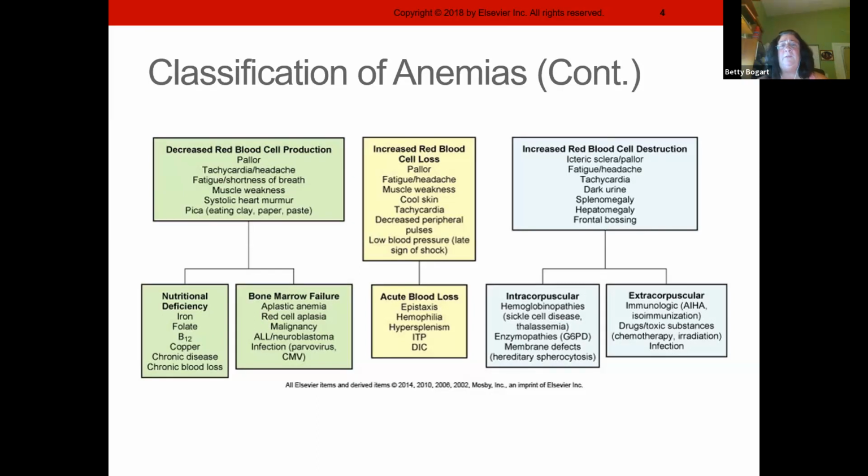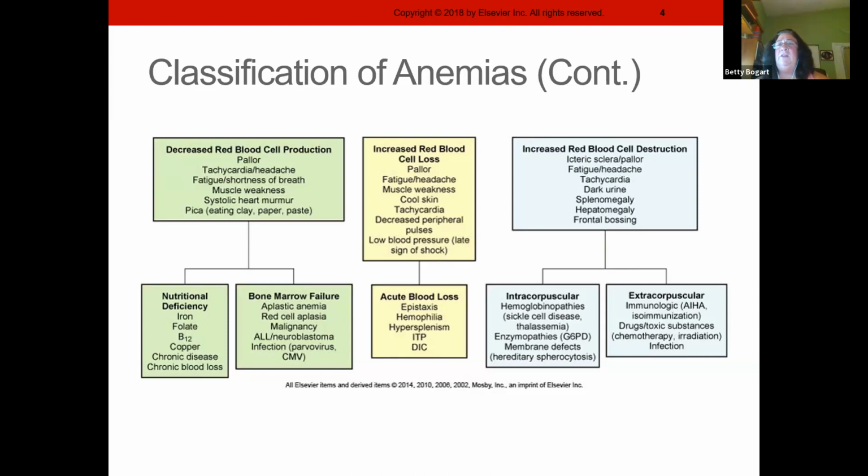Now, increased red blood cell loss. Well, again, that could be just bleeding. We're going to go into some bleeding coagulopathies: hemophilia, ITP, and I'm just going to mention DIC. I don't want you to go crazy on it. Most senior nurses have a hard time understanding what happens with DIC and the treatment of it, and it's something that I'm just going to mention.